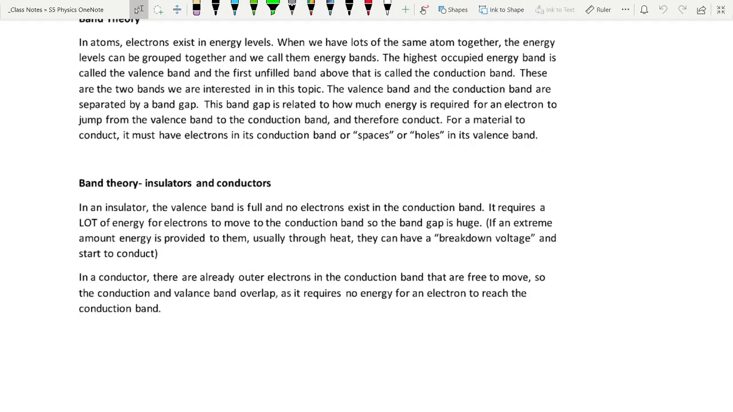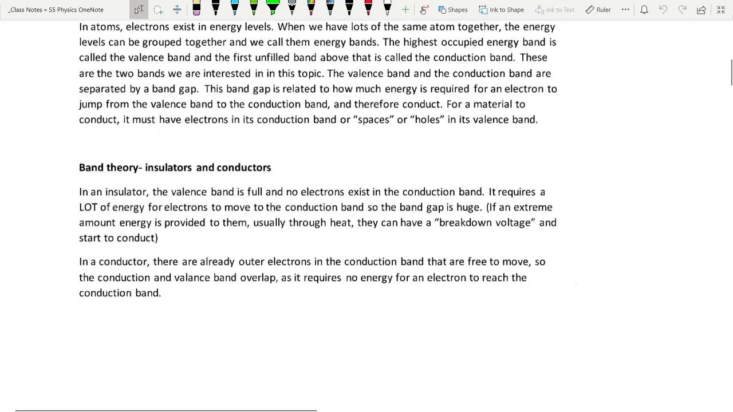If you take one electron out of there, then you've got a spot where other electrons can move into it and leave a hole behind. And another electron can move into that hole and leave a hole behind. So you can have movement of electrons within the valence band if you take out an electron, if there's a space for it to move into. Okay. So band theory, insulators and conductors.